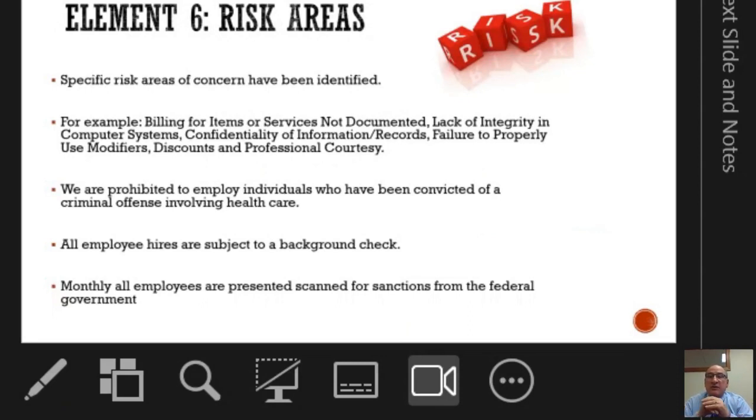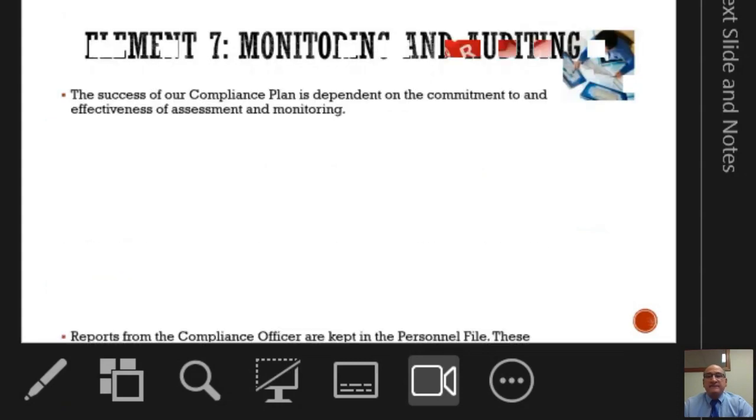We are also prohibited to employ individuals who have been convicted of a criminal offense involving healthcare. And did you know that every month we run all of our staff through a service that double checks to make sure that we have not been involved with a criminal case of healthcare. All hires are subject to a background check, which we do. And every month, as I said, we scan our employees against the federal government database.